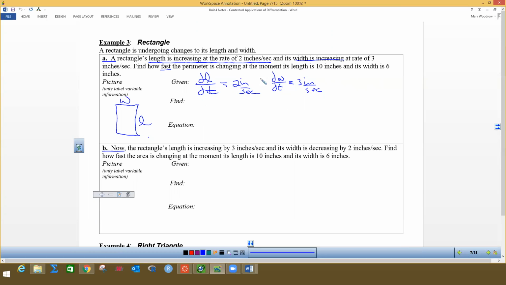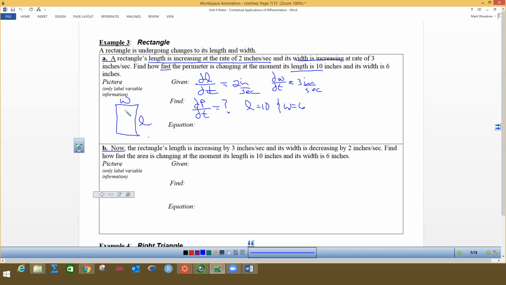Okay, what are we looking for? This says how fast is the perimeter changing? So perimeter, we're going to put dP. What's the rate of the perimeter change per second? That's the thing we're looking for. And then we want to find this answer. When do we want to find this answer? At the exact time L equals 10 and W equals 6.